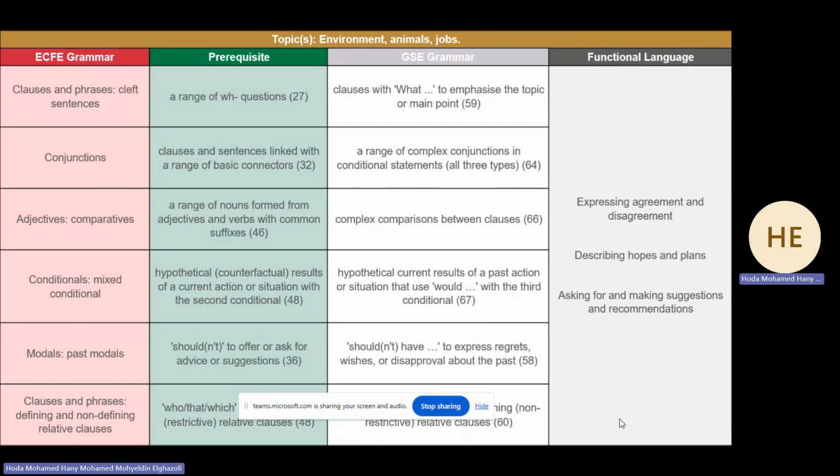This term, grammar is also very important. Here are the key grammar areas that you need to focus on. We have cleft sentences, which we use to emphasize a specific point, relative clauses, defining and non-defining, complex comparisons, comparing full ideas, all types of conditionals from zero to mixed, and past modals, like using should have and could have.